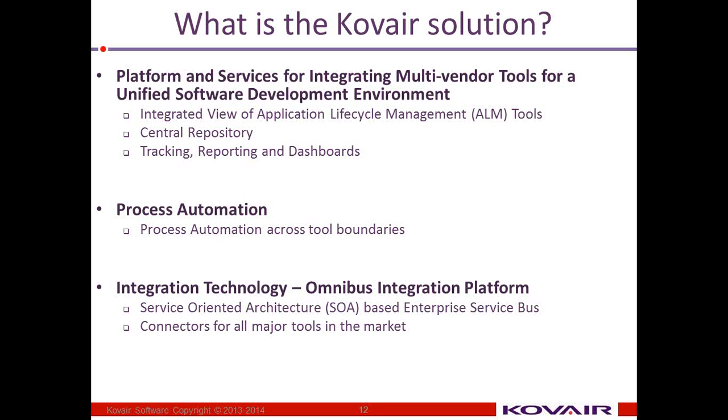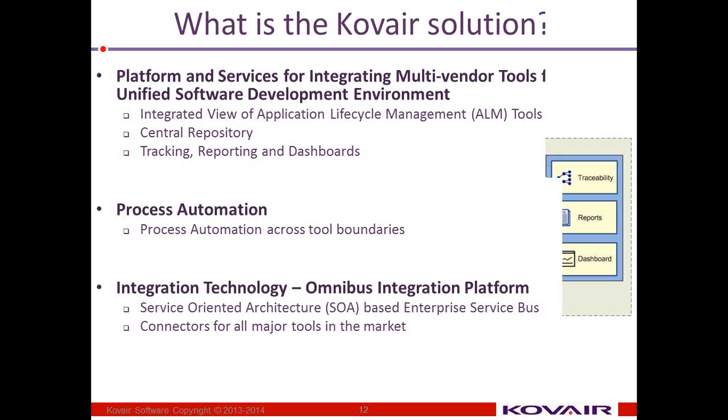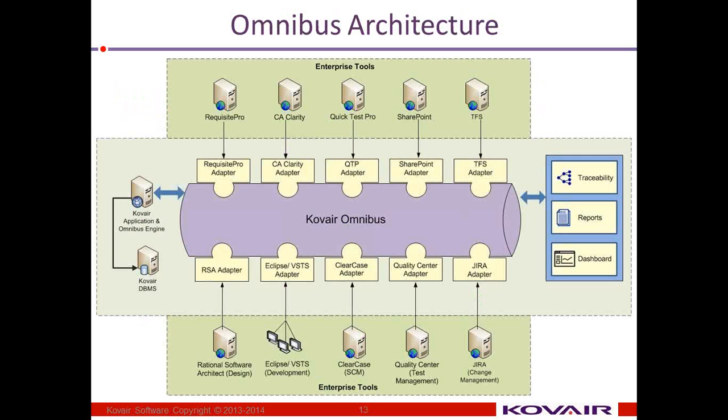So as I was saying in the integrated ALM slide, we have a central reporting and dashboarding capability. Next is the process automation, where Covea allows you to define workflows between different objects, passing on from one tool to another, so a total coherent workflow for all the systems, cutting across the tool boundaries. And third is our integration technology, that is the Omnibus integration platform. This platform is completely built on service-oriented architecture, and it's based on the ESB or Enterprise Service Bus pattern. We have connectors for all the major tools in the market, the latest connector being the one with Outlook. So let's move on to the next slide.